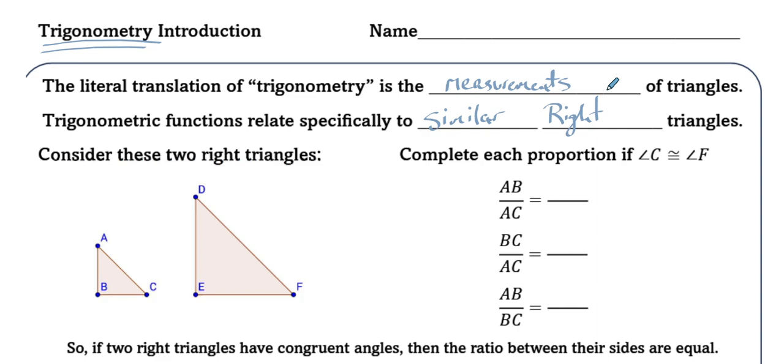So let's consider these two right triangles. We have right angles at B and E, and we're told that C is congruent to F. So by angle, we know that these are similar right triangles. Since they're similar, we can set up these ratios. We know that AB over AC is the same as DE over DF. BC over AC is the same as EF over DF. And AB over BC is the same as DE over EF.